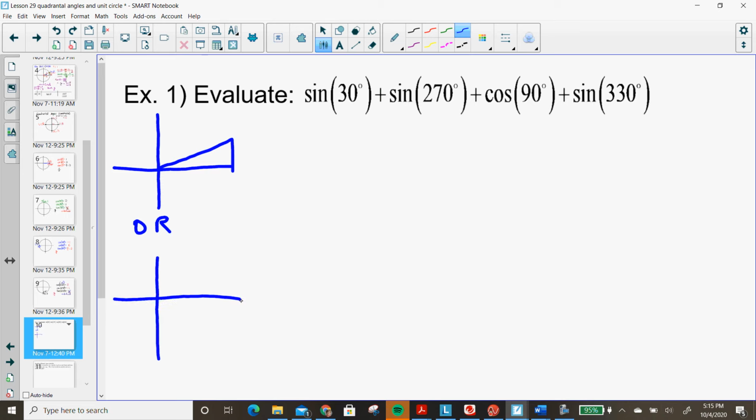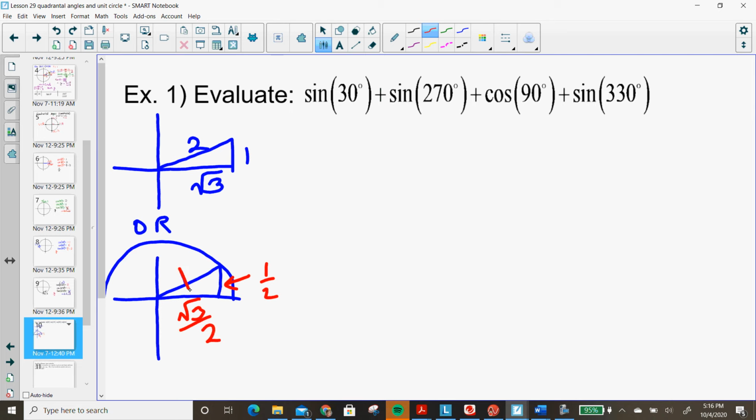You may label it the way that you always have with a reference triangle, that the short leg is 1 and the hypotenuse is 2 and the long leg is the square root of 3. Or you may do it as if it were on a unit circle, so that this is 1, and then that means that the short leg has to be half of the hypotenuse, and the long leg must be the short leg times the square root of 3, so root 3 over 2.